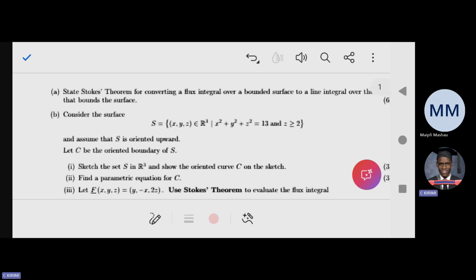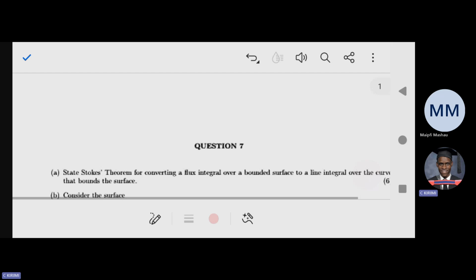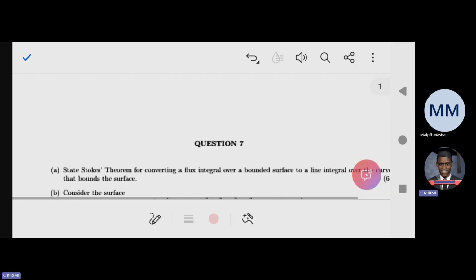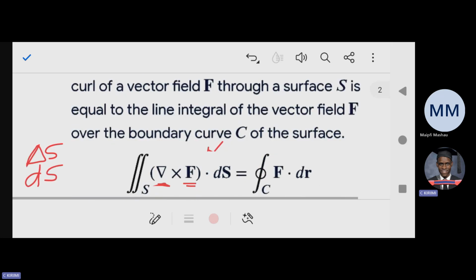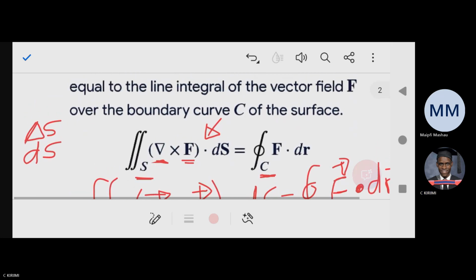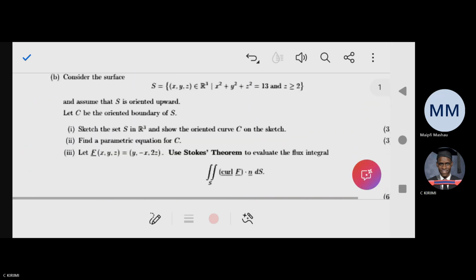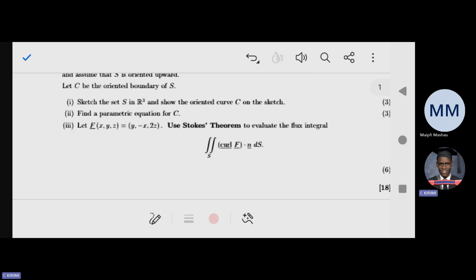Let C be the orientation boundary of S. From our definition of Stokes' theorem, that's C, the curve. So first, sketch the set S in R3 and show the orientation of the curve on the sketch. All right.